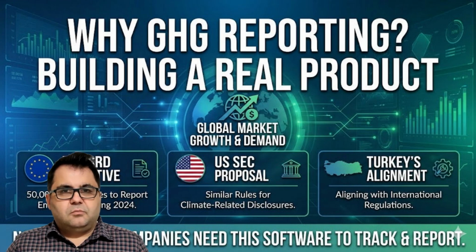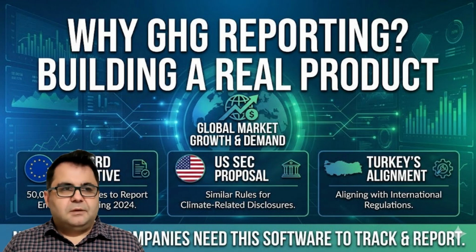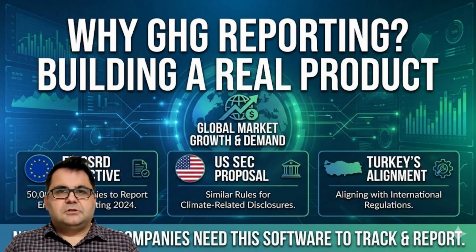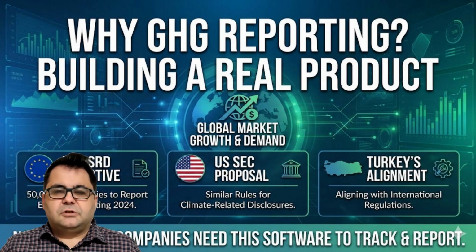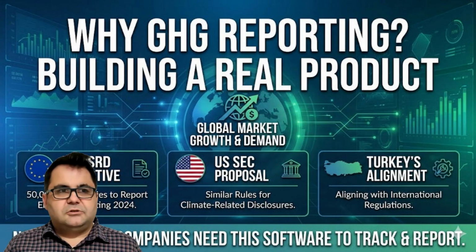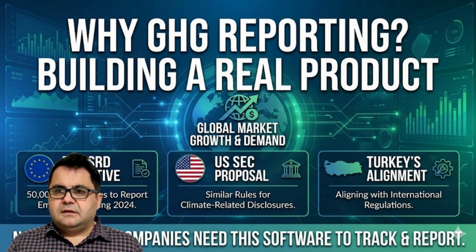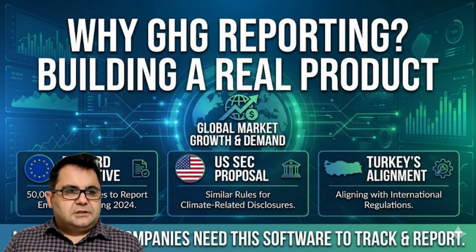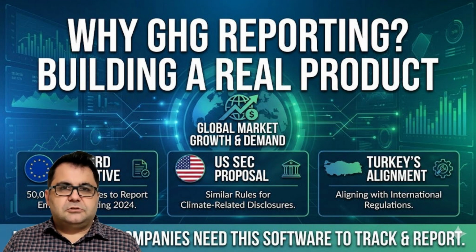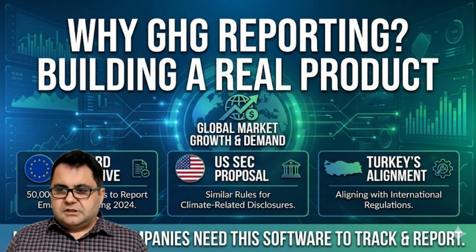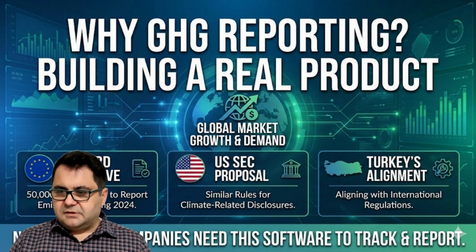You might wonder, why GHG reporting? Why not build a shopping cart or a blog? Because carbon accounting is one of the fastest growing software markets in the world right now. The European Union's CSRD directive requires roughly 50,000 companies to report their greenhouse gas emissions starting 2024. The US SEC has proposed similar rules. Turkey, as an EU candidate country, is aligning with these regulations. This means every mid to large company will need software to track, calculate, and report their emissions. What we're building is not academic. It's a real product that companies actually need.